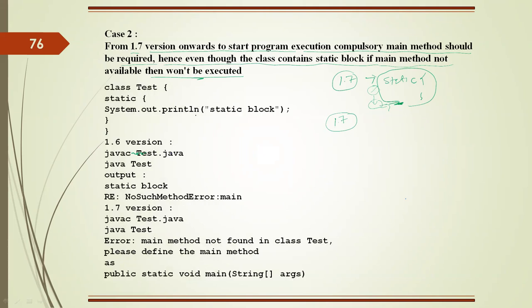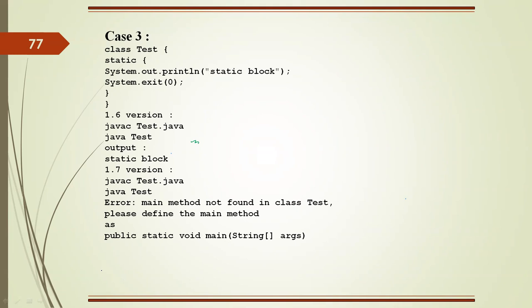From the Java 1.7 version onward, to start execution a main method is compulsory. Hence, when a class contains a static block, if the main method is not available, then it won't be executed. In the Java 6 version, the output is there. But from Java 7 onwards, if you try to add this code, it gives this error: add main method. So it's strictly saying that in the latest Java versions you should add a main method inside your class, then you can run your Java program, otherwise you will get an exception.